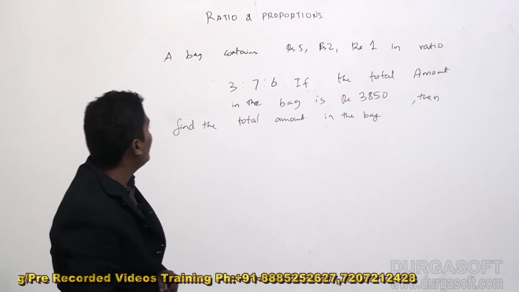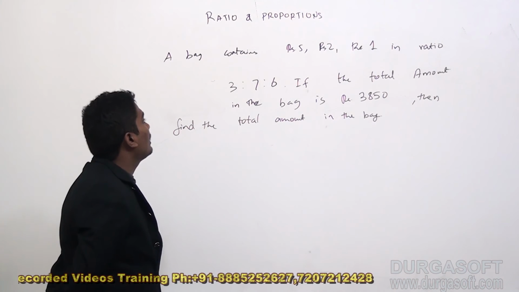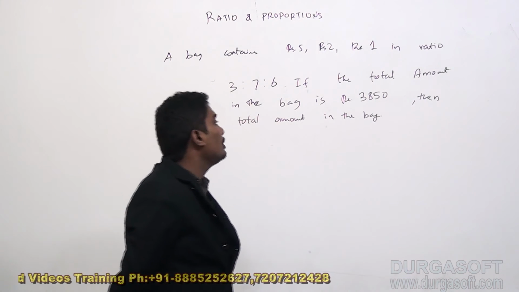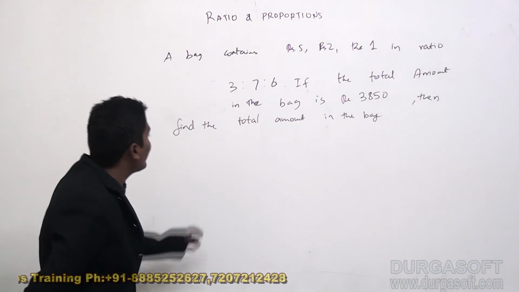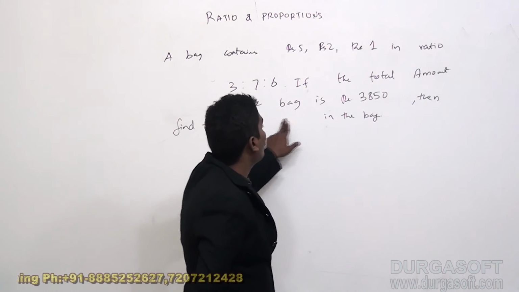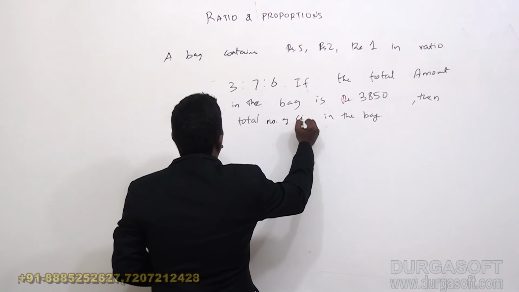The question says that a bag contains 5 rupee coins, 2 rupee coins and 1 rupee coins in the ratio 3:7:6, and the total amount in the bag is given as rupees 3850. Now we have to find the total number of coins in the bag.